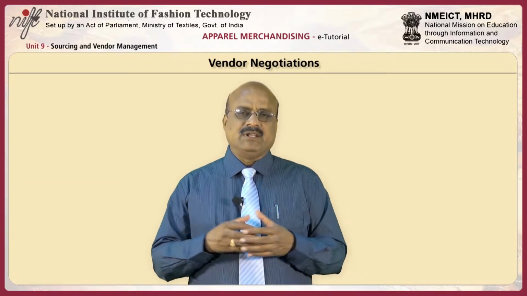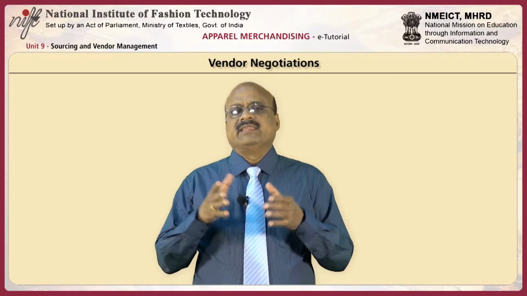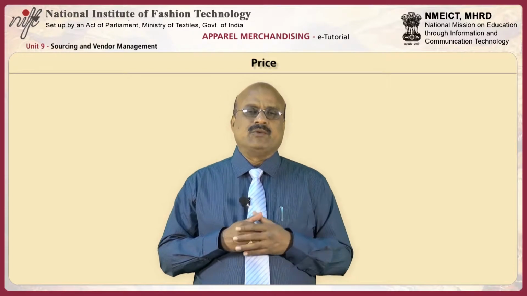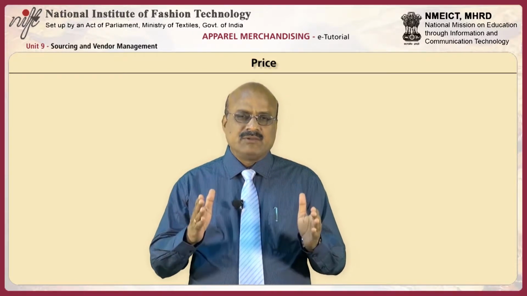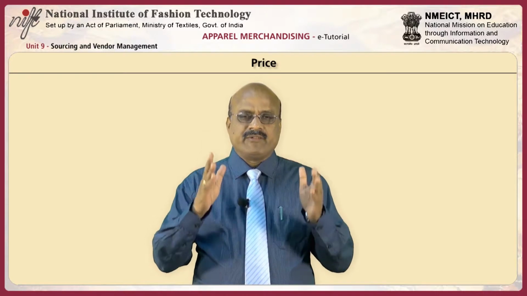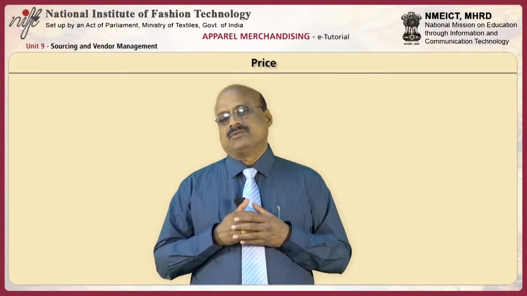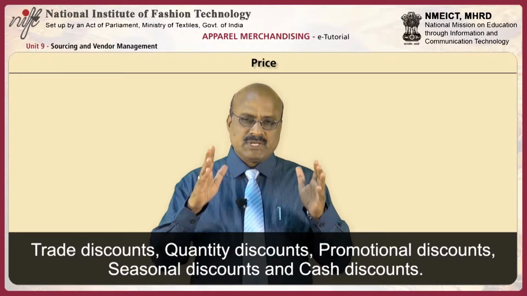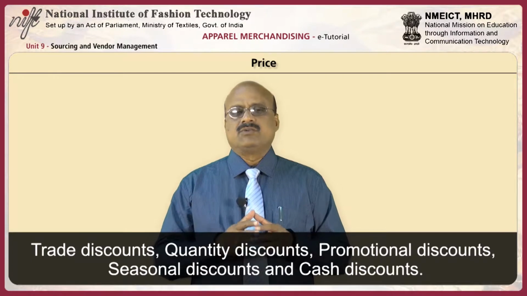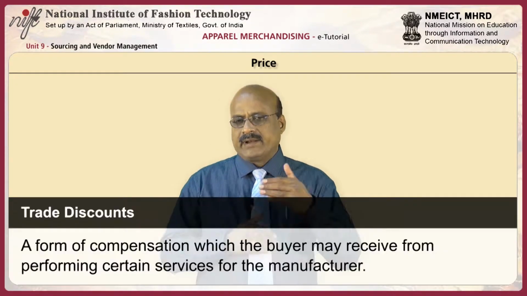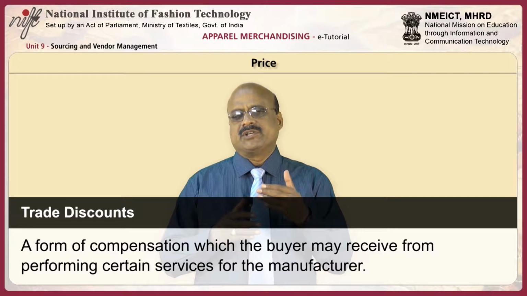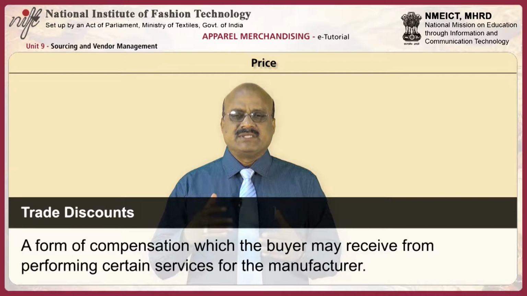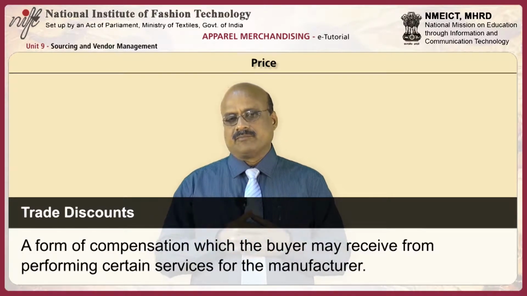The smart buyer will discuss everything, leaving nothing to chance. Price is probably the first factor to be negotiated. The retailer should always be aware of the following five types of available discounts: trade discount, quantity discount, promotional discounts, seasonal discounts and cash discounts. Trade discounts are a form of compensation which the buyer may receive from performing certain services for the manufacturer.